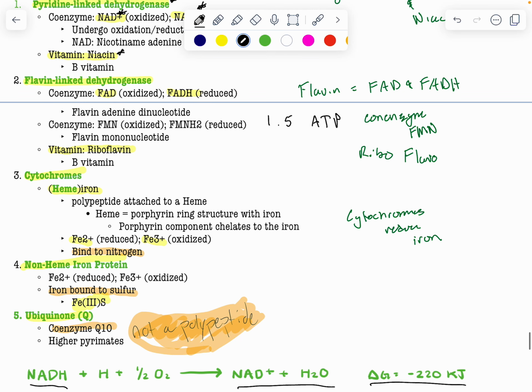Number 2, flavin-linked dehydrogenase. Flavin, we need to know FAD and FADH. We need to know those go with flavin-linked dehydrogenase, and I just like to call it Fs. We see FFF, we know those all go together. And then our B vitamin we need to know is riboflavin. Anytime you see riboflavin, you should be thinking riboflavin-linked or flavin-linked dehydrogenase, FAD, and FADH.